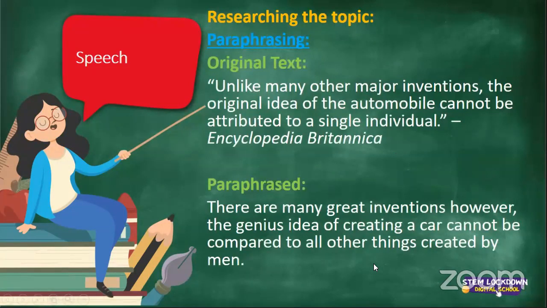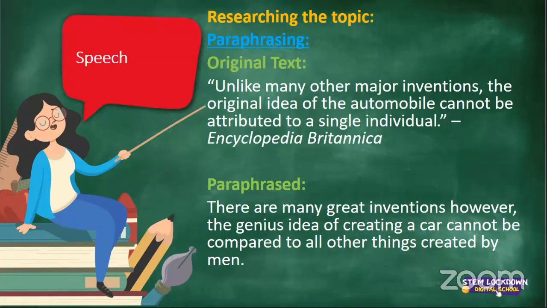Let me quickly show you guys how to paraphrase. Okay, so paraphrasing is taking an original text and putting it in your own words. Let's look at the first part, the original text. It says in quotes, unlike many other major inventions, the original idea of the automobile cannot be attributed to a single individual. And I found this from Encyclopedia Britannica.